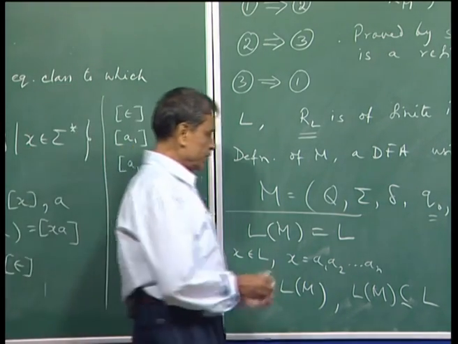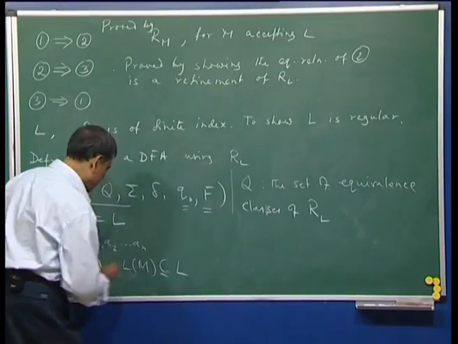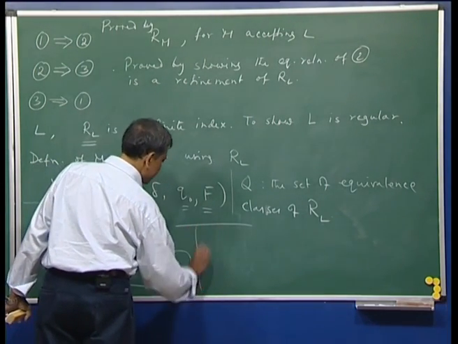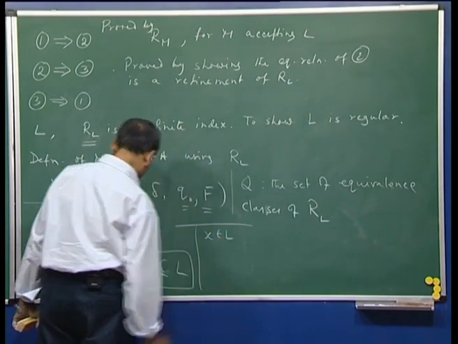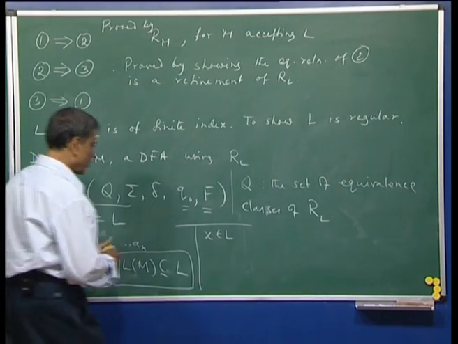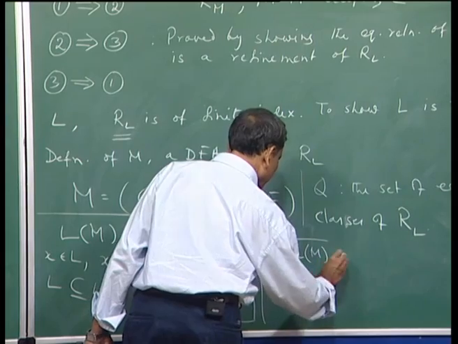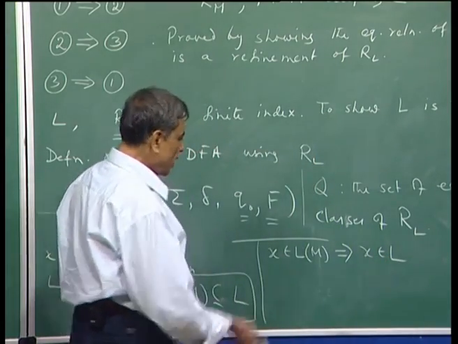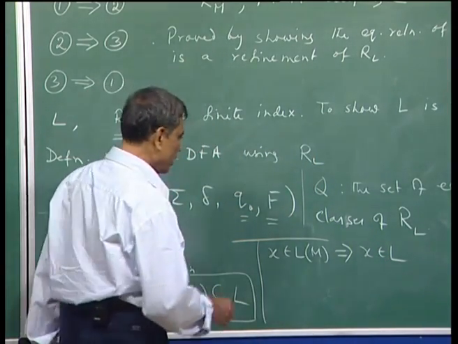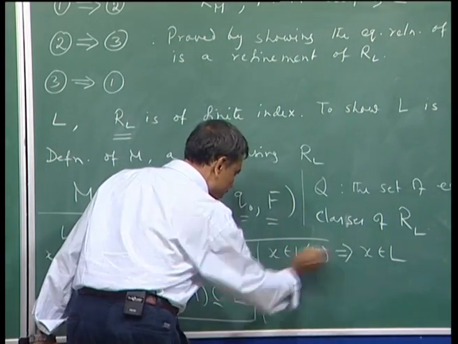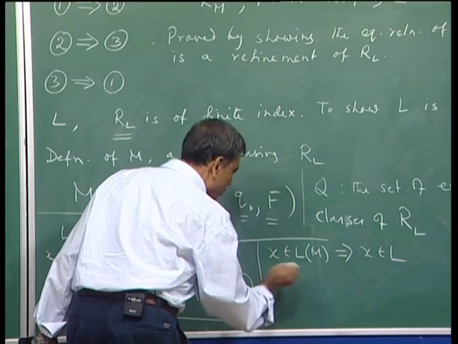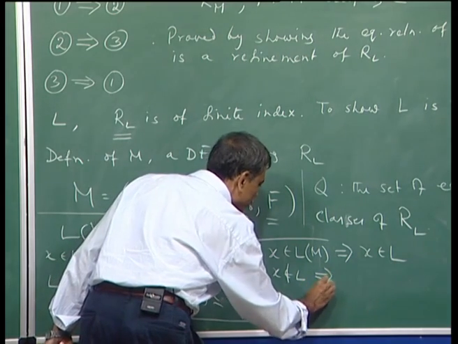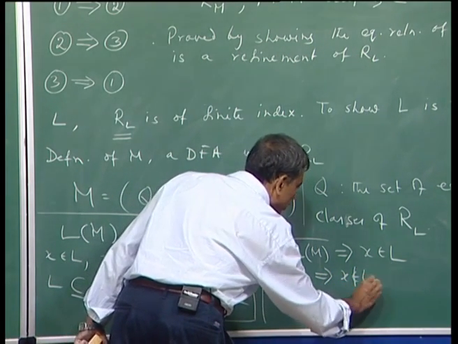So, this is like this, right. I am trying to show this part. What I need to show is that starting from x in L_M, I should show that the string x is in the language, and now use the contrapositive of the statement. One way of showing this is saying that if x is not in the language, I should be able to show that x is not in L_M.